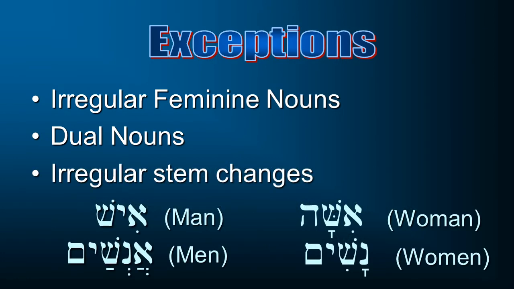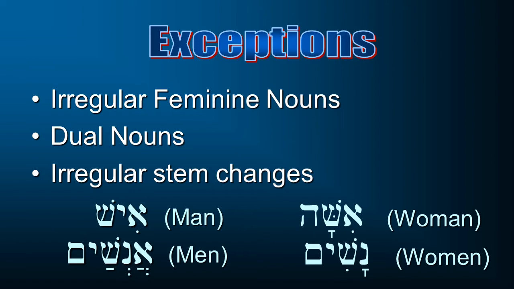Now, we also have some irregular stem changes. The word for man is ish in Hebrew. The word for woman is isha. Now think about that. Ish, that's a man. Isha, that's soft and gentle and just sounds womanly. And that's probably pretty easy to remember.